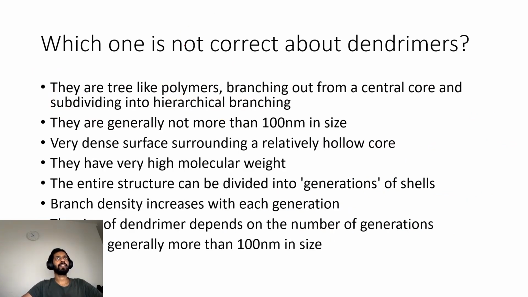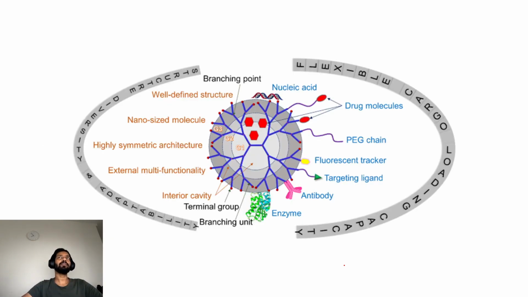So yeah, that's the first question, and the second question is: which one is not correct about dendrimers? They're tree-like polymers branching out from a central core and subdividing into hierarchical branching. They're generally not more than 100 nanometers in size, with a very dense surface surrounding a relatively hollow core. They have very high molecular weight. The entire structure can be divided into generations of cells. Branch density increases with each generation. The size of a dendrimer depends on the number of generations, and they're generally more than 100 nanometers in size.